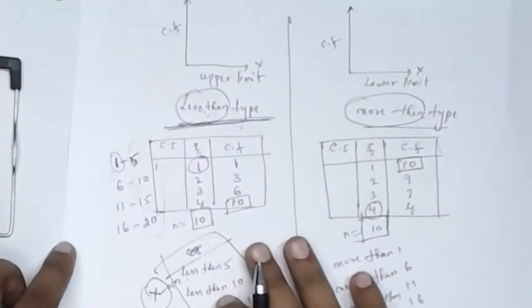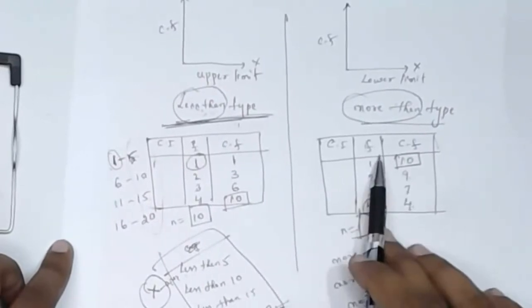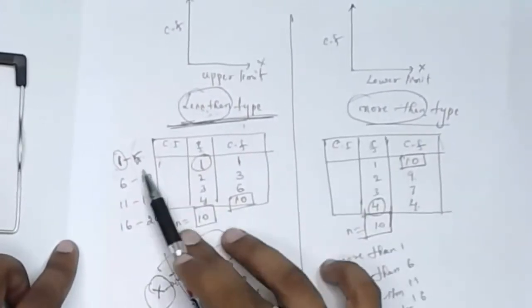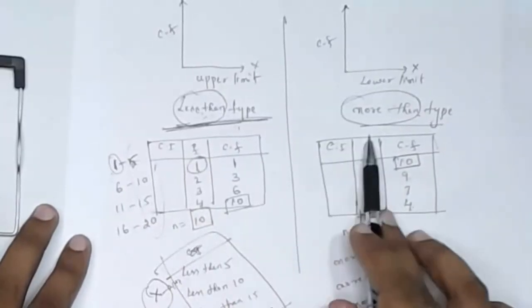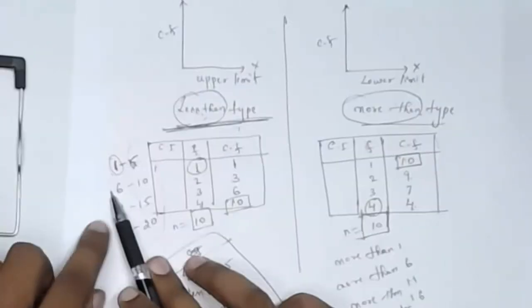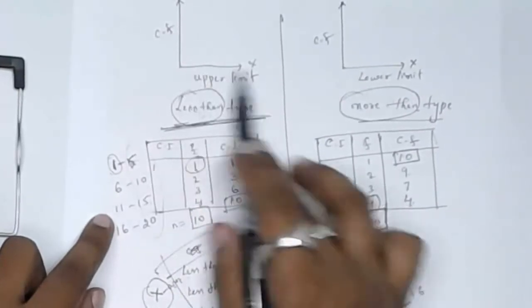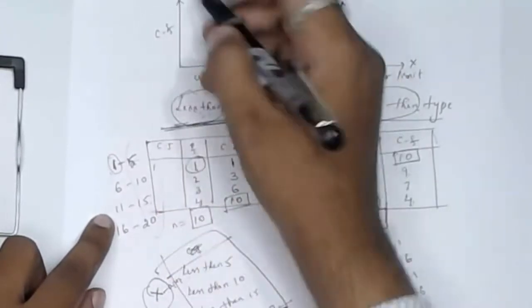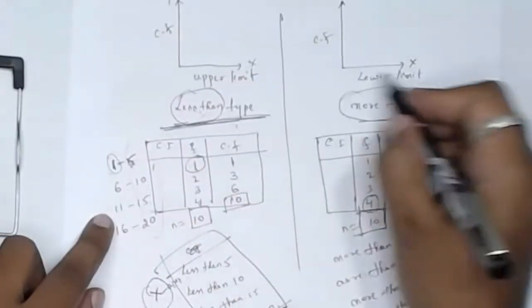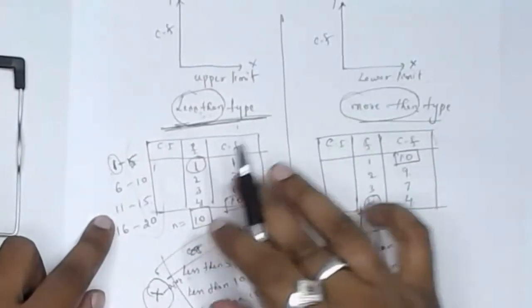Understood, children? Initially, in less than and more than type, what do we have to do? In less than, we have to take right hand side values. But in more than, we should take left hand side values. You should know this. Here in less than type graph, on the x-axis we write upper limit and on the y-axis we write cumulative frequency. Here, in more than, the x-axis is lower limit and the y-axis is cumulative frequency.